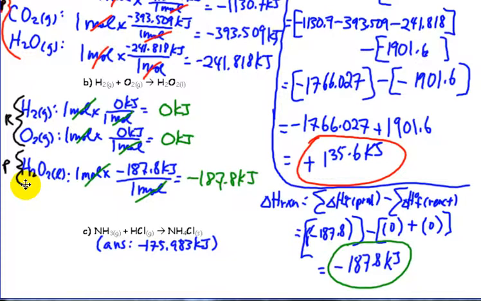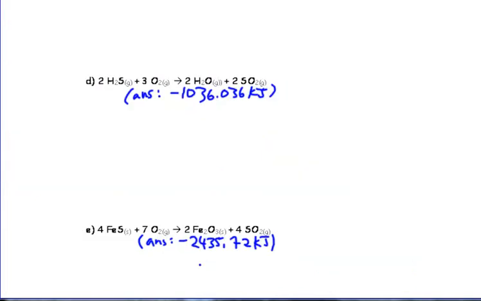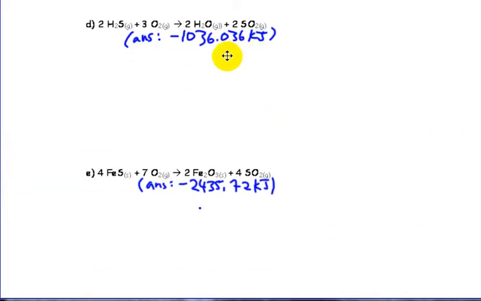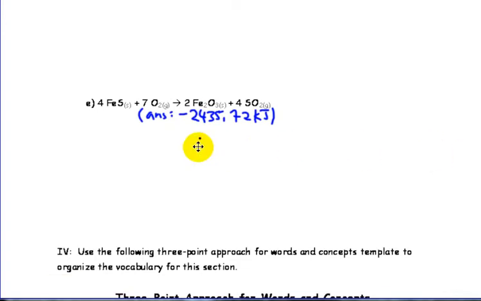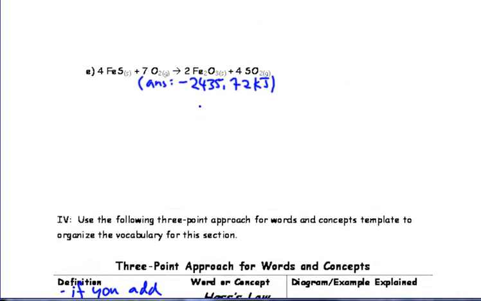Okay, the remaining questions you're going to do, so I'm going to give you the answers. For this one, the answer should be negative 175.983 kilojoules, so you can get that down. The next ones, D, you should get an answer of negative 1036.036. And E, you should get negative 2435.72. So make sure you run through those, the same method that we did, and hopefully you can get those answers.